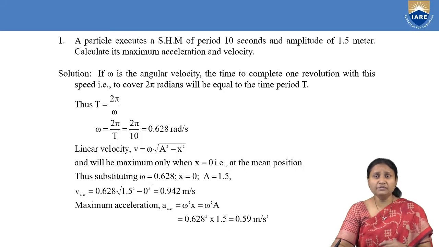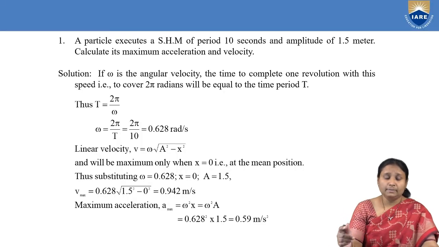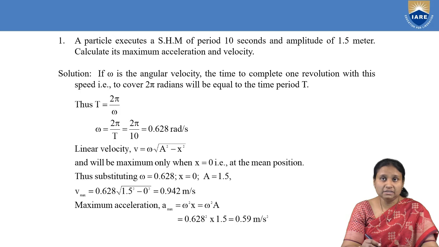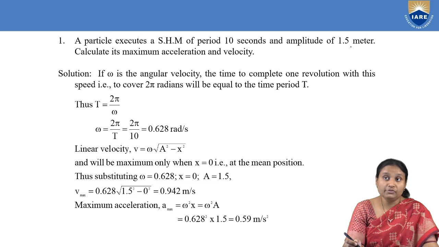So moving further, coming to our first problem. Here what is given? A particle is executing simple harmonic motion. What is the time period? The time period is 10 seconds. And we were given the amplitude, which is around 1.5 meters. And we were asked to calculate its maximum acceleration and velocity.